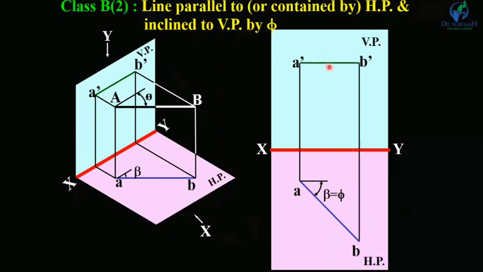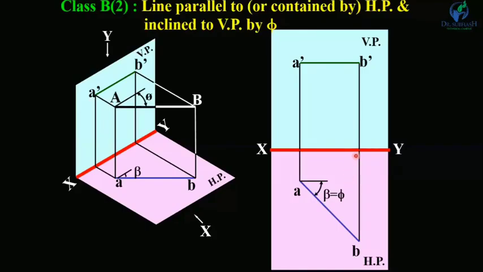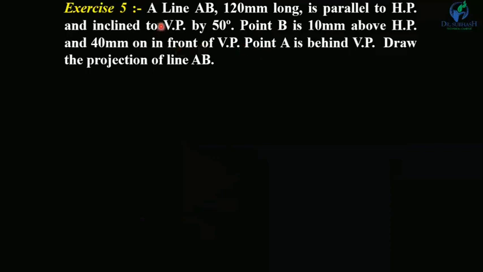So here you can see the line is parallel to HP, so its front view is parallel to XY and inclined to VP, so that's why its top view is inclined at an angle of beta with the XY line. Now let us understand by one example.